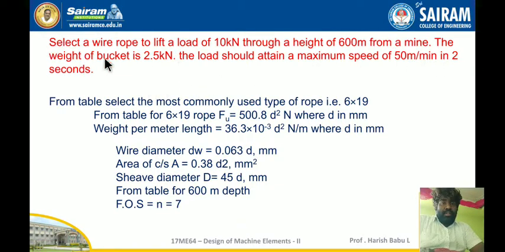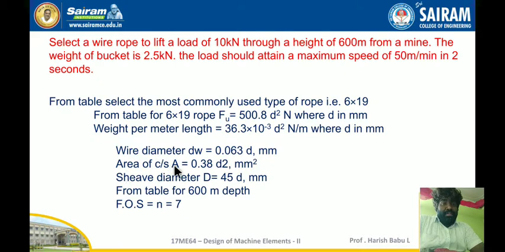So for the given condition, I'm going to select from the table. I'm going to select the normally used type as 16 into 19 rope. So from the table I'm going to select that. FU I'm going to get as 500.8 into d square newtons, where d will be in terms of mm. For weight per meter length I'm going to consider 36.3 into 10 to the power of minus 3 d square. And wire diameter dw I'm going to get as 0.063 into d.